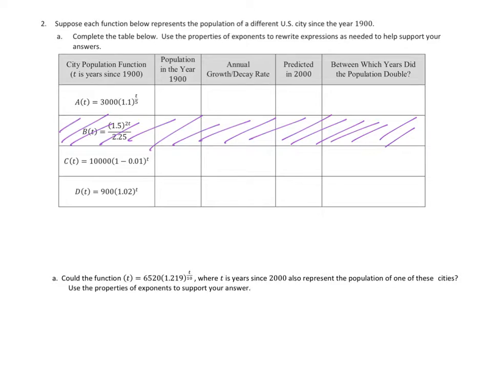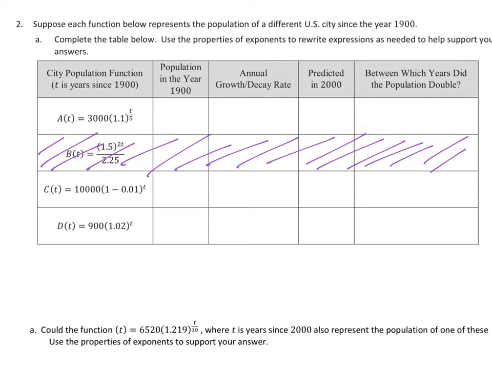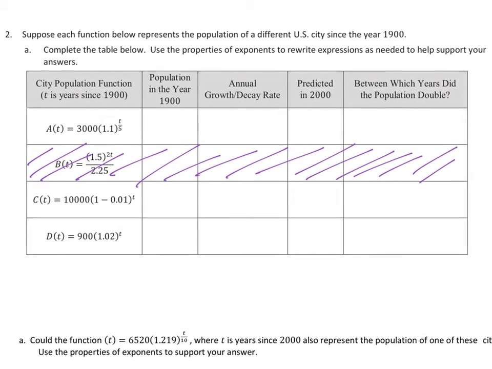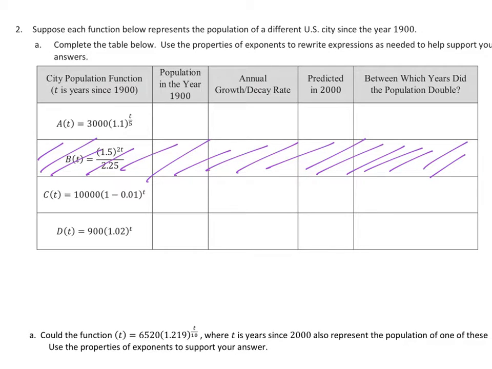All right, so the first thing we're going to do is fill in the column for the population in 1900. The population in 1900 is the initial year, and that should be easy for you to find because you're just going to look at the A value. So the initial population here is 3,000. Initial population here is 10,000, because there's a comma there, yep. And then the initial population here is 900.